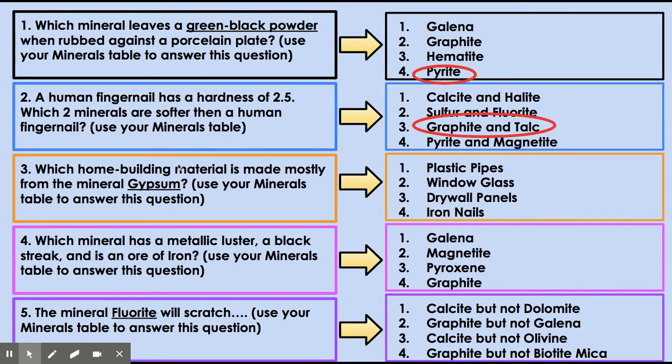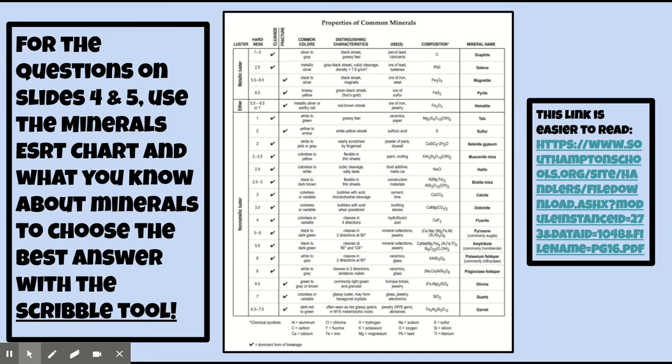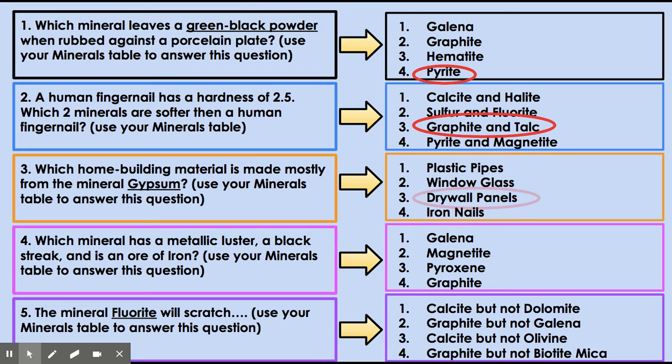Number 3, which home building material is made mostly from the mineral gypsum? A lot of people had trouble finding gypsum. It's called selenite gypsum right here. And there's a column here for uses. This is how the minerals are used in the real world. It says that gypsum is used for drywall. So your answer for number 3 should have been drywall panels.